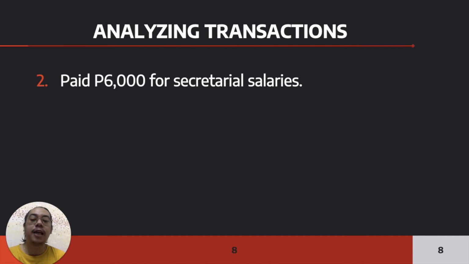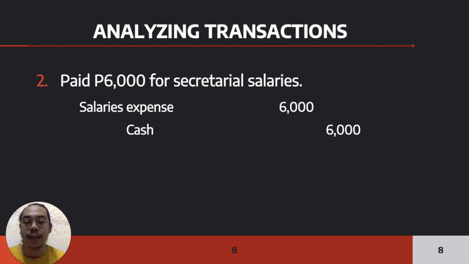Transaction number 2. Paid 6,000 pesos for secretarial salaries. Nagbayad ka daw ng salary sa mga secretary. So this is an example of an expense. So dahil nagkaroon ka ng expense, every time nagkakaroon ka ng expense, you debit salaries expense 6,000. At dahil nagbayad ka ng cash, nabawasan yung asset natin. So pag nababawasan yung asset, ika-credit natin siya. So credit cash, 6,000 pesos.